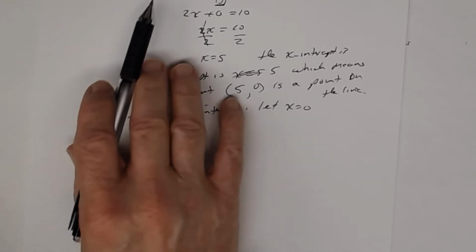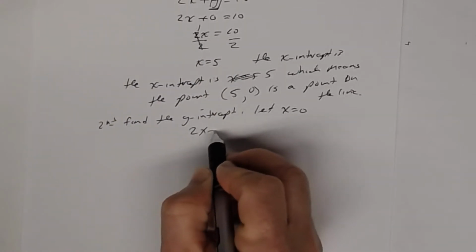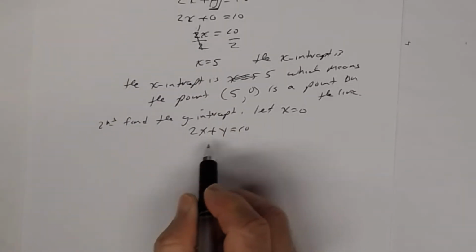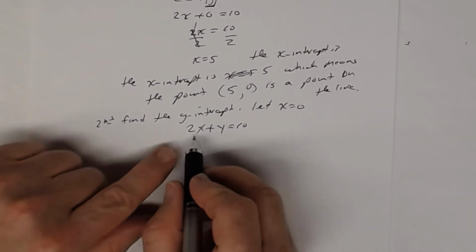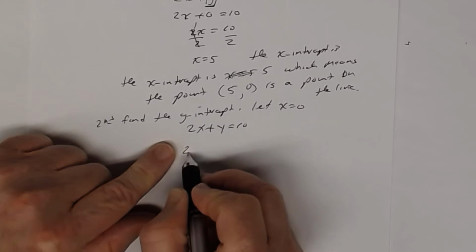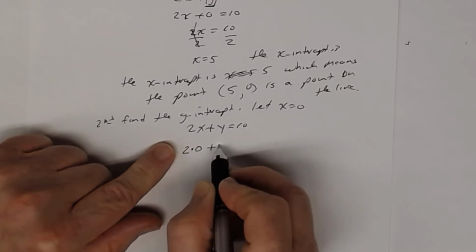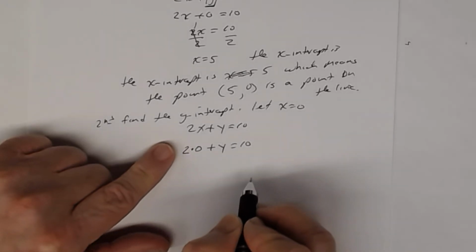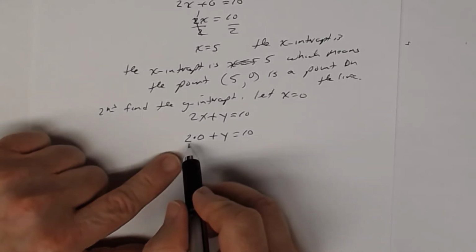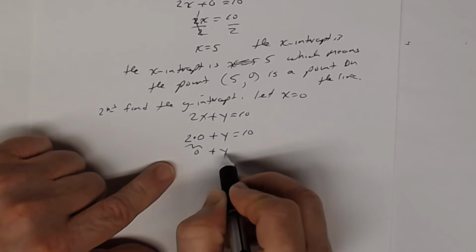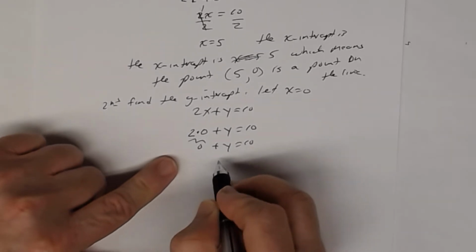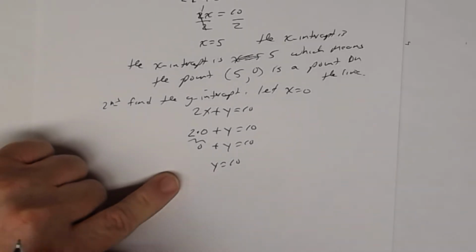Well, that means that when I go back to my equation, wherever I see the variable x, I'm going to substitute 0. So look, I get an x right here, right? So you have 2 times 0 plus y equal 10. All right, and then 2 times 0 is 0. So 0 plus y equal 10. 0 plus y is y, so y equal 10. So you got y by itself.